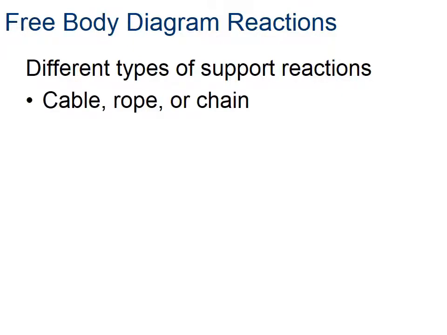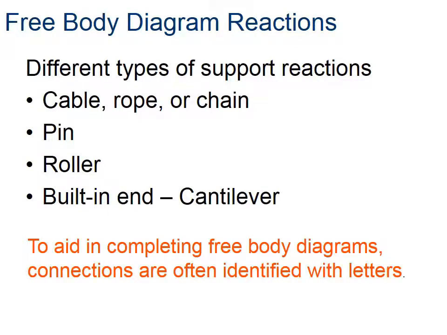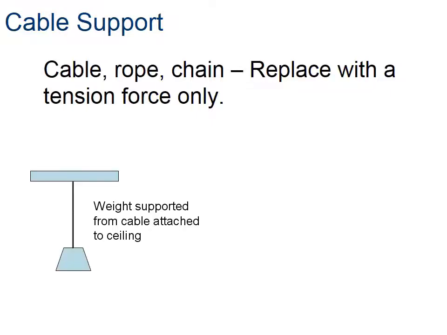So reaction forces could be a cable, rope, or chain, just like we saw on the previous slide. Could be a pin, roller, built-in cantilever. And you might go, well, what is all that stuff? Well, let's take a look at what all that stuff is. We already talked about the cable, rope, and chain. And in that case, you represent the force in the free body diagram with tension.